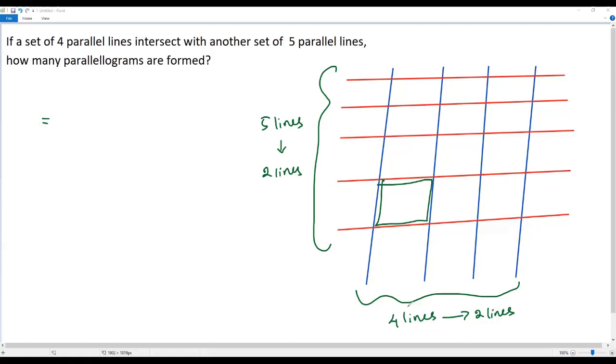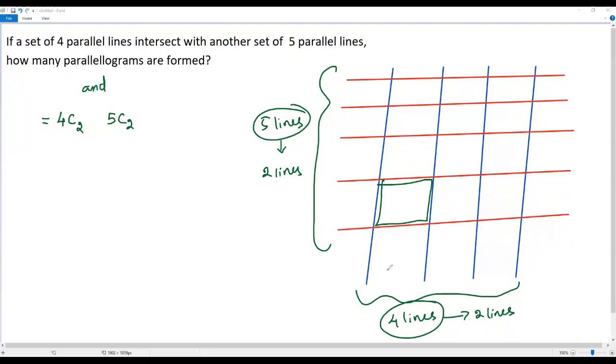The number of ways of selecting 2 out of these 4 lines can be found using 4C2. Now we have to find the number of ways to select 2 lines from these 5 lines. It can be done by finding the value of 5C2. So now what should I do with these 2 values? Do I have to add them or multiply them? So here, think about it. First I select 2 lines from these 4 lines, and I'm using the word and, I select 2 lines from these 5 lines so that I'll get a parallelogram.